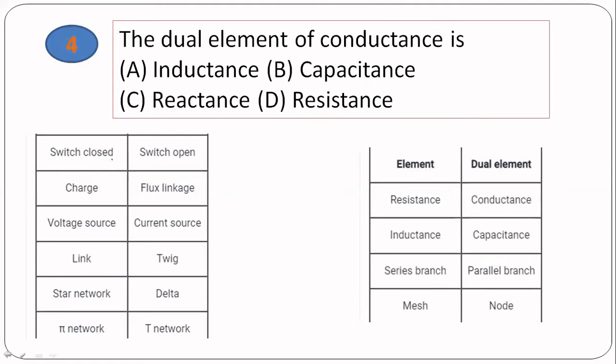Okay, so if a switch is closed, its dual switch is open. We say that charge's dual is flux linkage. Similarly, if this is star, its dual is delta and so on. Now, for the question asked, it is conductance. Okay, for conductance, the dual element is resistance. So the option is D.